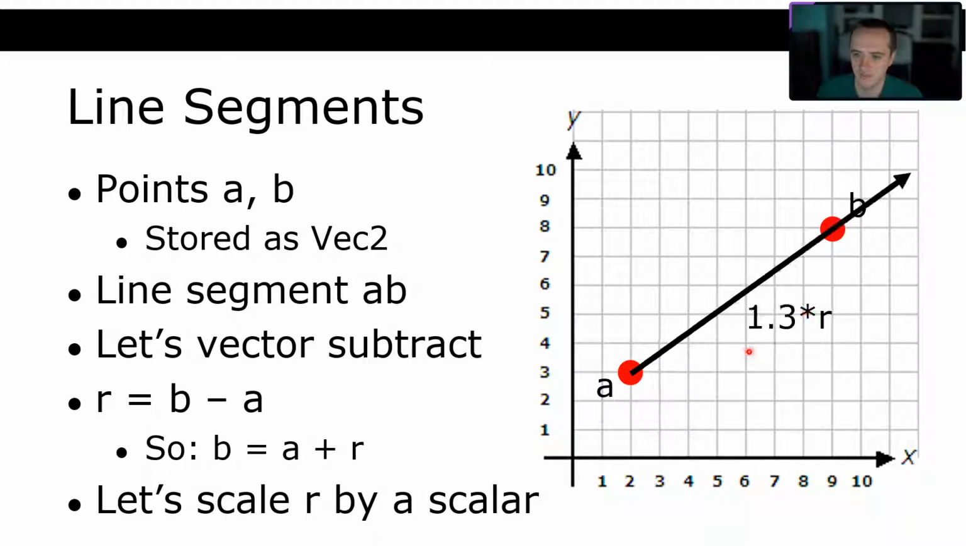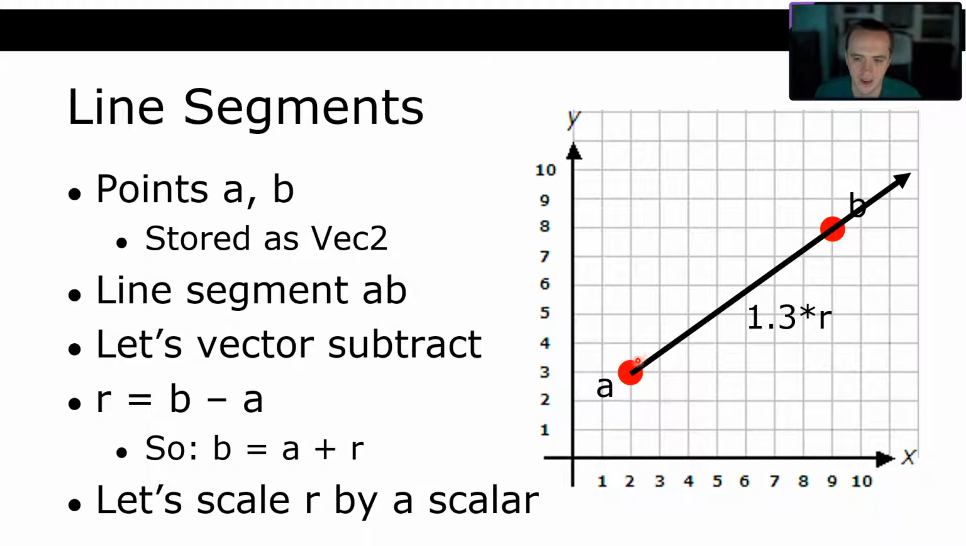If we then use something bigger than 1, for example 1.3 times r, we get a vector which goes beyond B, okay? But it's in the same direction. Now similarly, I don't have a slide for this, but if I had a negative scalar, then things would be pointing in the opposite direction, okay?